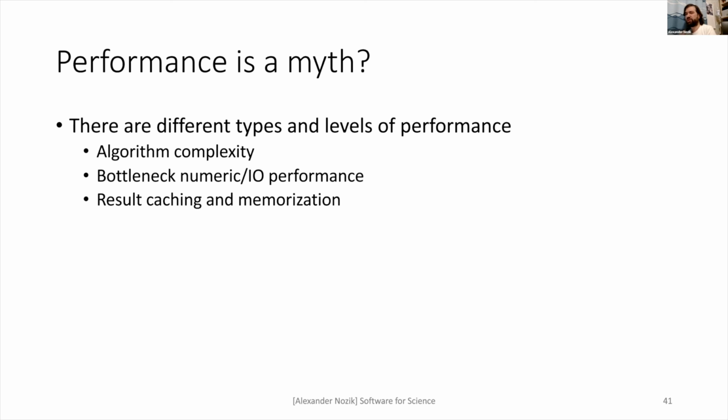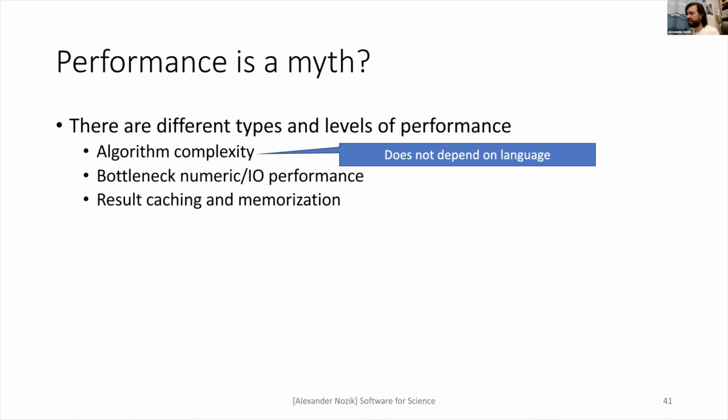There is a bottleneck in numeric operations, CPU intensive operations, or IO intensive operations. And there is result caching and memoization. It's optimization not of the algorithm, but of the reuse of the algorithm with the same parameter. Caching is not about the algorithm itself, but about multiple calls of the same algorithm. And algorithm complexity does not depend on the language. So you can write a correct algorithm in any language.